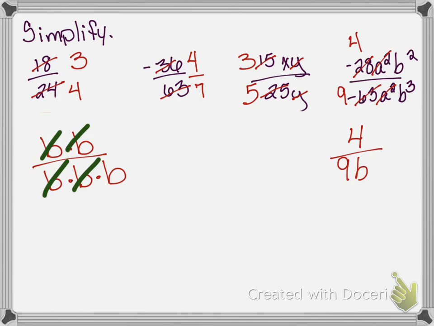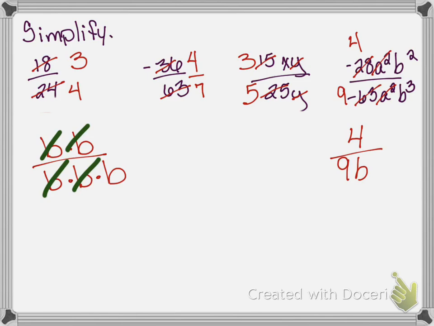But I want you to realize that the variable stays wherever the exponent is highest. So if I had b to the third on the top and b squared on the bottom, then my b would be in my numerator. But here, my b to the third is on the bottom, so my b stays wherever the highest exponent is.